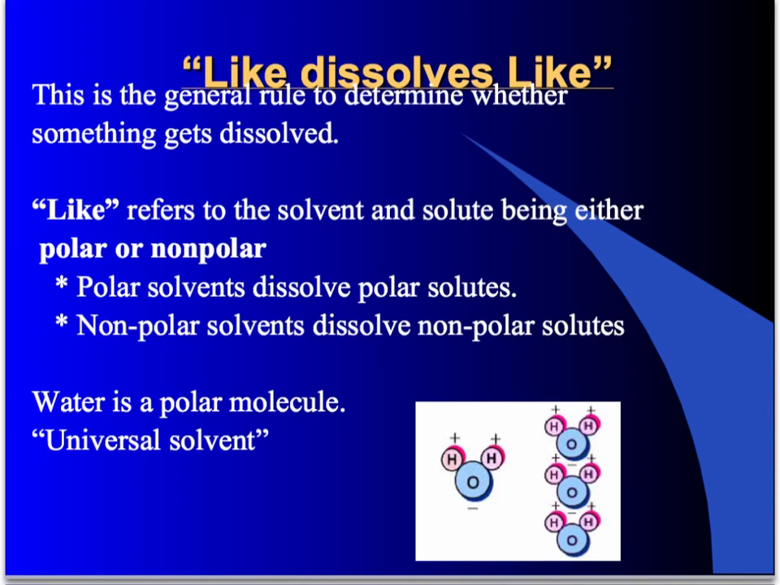The general rule we use to determine whether something gets dissolved is called like dissolves like. Like refers to the solvent and the solute being either polar or nonpolar. And generally, polar solvents are going to dissolve polar solutes. Nonpolar solvents dissolve nonpolar solutes. Like dissolves like. Water is a polar molecule, and it's also called the universal solvent.